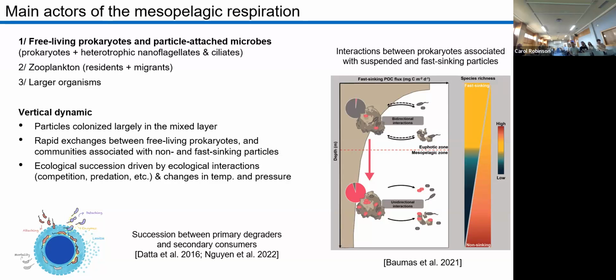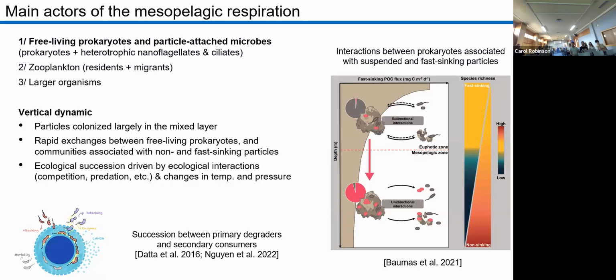So on this drawing, we can see that in the aphotic layer, the interactions are bidirectional. So the exchange between fast-sinking and non-sinking particles and the free-living prokaryotes occurs. But once the particles leave this aphotic layer and start sinking deeper in the water column, the interactions are unidirectional. So we have only an exchange from the fast-sinking particles to the free-living or suspended pool.